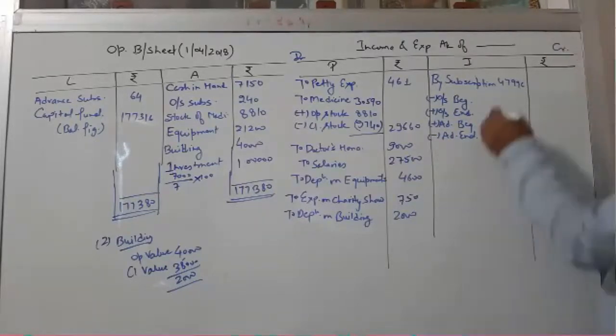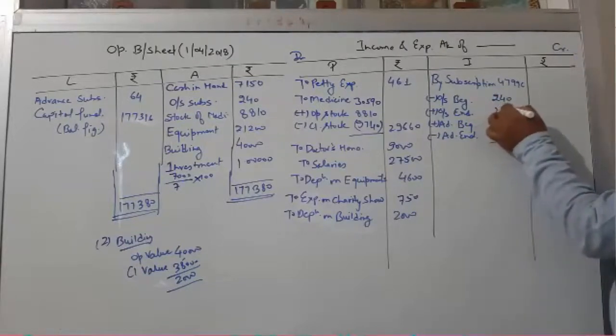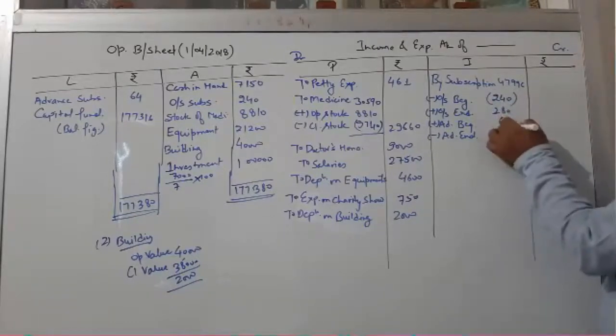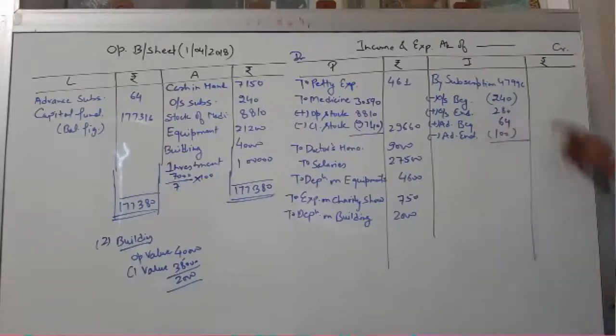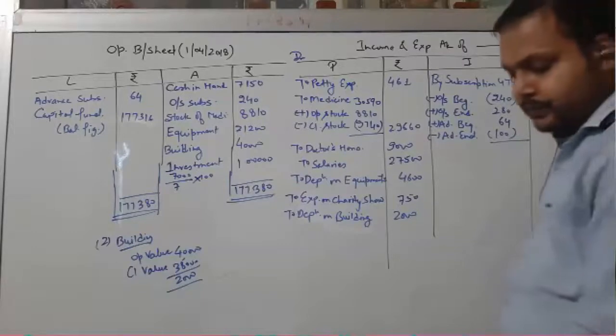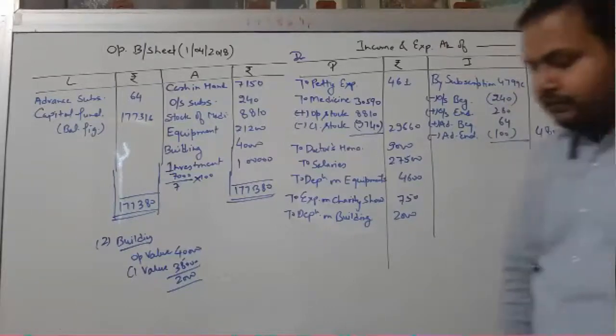Opening outstanding is 240, closing outstanding is 280, beginning advance 64 and end advance is 100. So मैंने 47,996 में 240 माइनस किया, 280 प्लस किया, 64 प्लस किया, 100 माइनस किया, and we find that the closing subscription of the year which are credited in the income and expenditure account, that is 48,000. जब आप इसको add less करोगे तो you will find that.